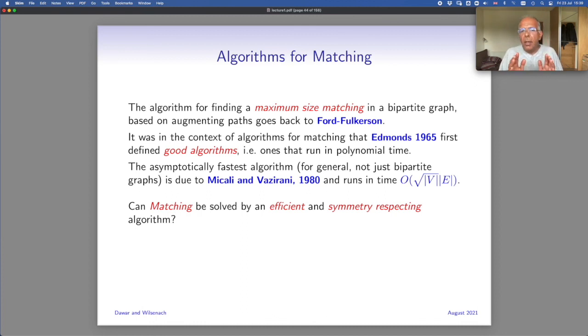In some sense, it's easy to come up with a symmetry respecting algorithm by just parallelizing the algorithm I showed you, any one of these. Whenever you have to make a choice, just take all possible choices and try them, whether sequentially, one by one, or in parallel. The point is you get a symmetry respecting algorithm, but it might be of exponential size. It might take exponential time. So satisfying both the requirements of efficiency and symmetry is what this question is about.